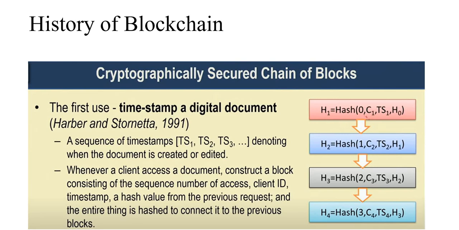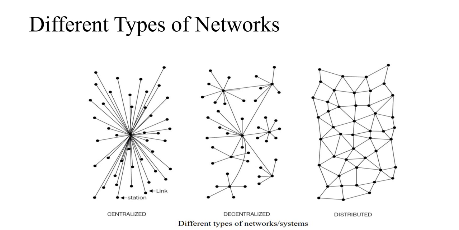So let's see and discuss the three architectures of blockchain. As you can see in this image, there are three different types of networks. When we have the broad concept of a distributed system, people talk about three different types of architectures. One is called centralized architecture, the second one is decentralized architecture, and the third one is distributed architecture.